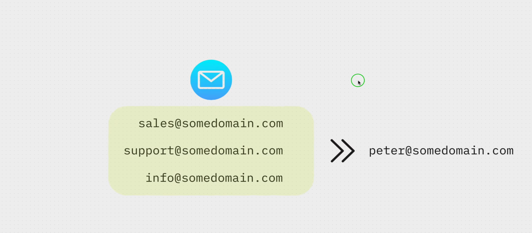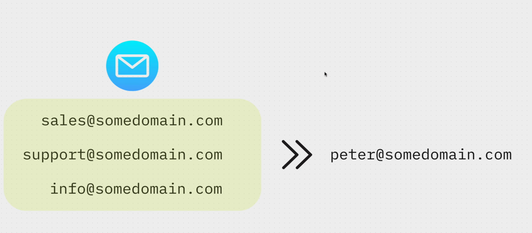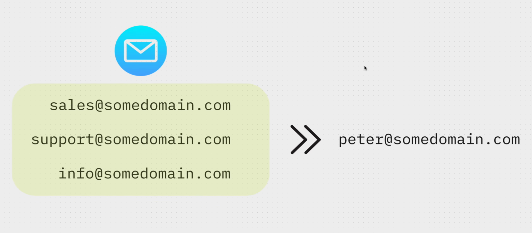Let's take the example of an email, and we are all accustomed to email, so it's a very good analogy to give. In email, you may have sales at somedomain.com and support at somedomain.com and info at somedomain.com. And these are all aliases, right? So they all come into the main account, which is Peter at somedomain.com. I mean, that's just an example, right?